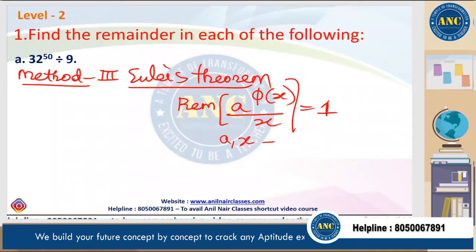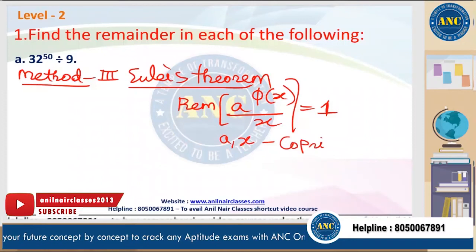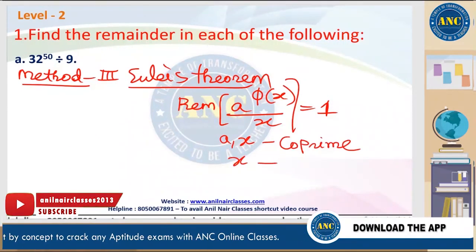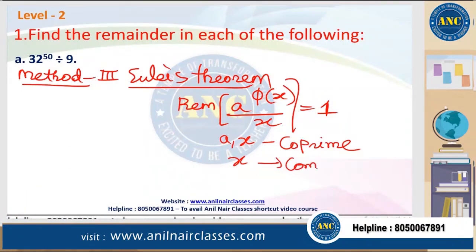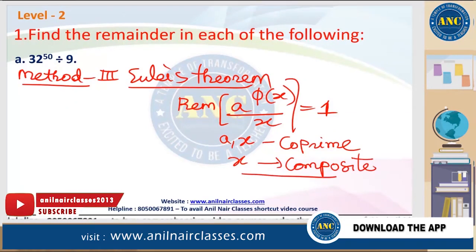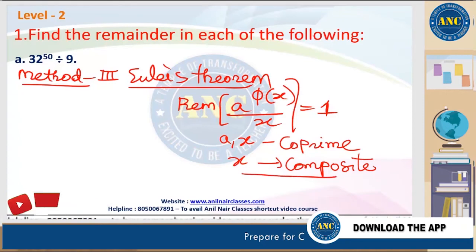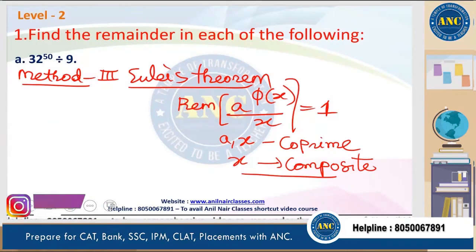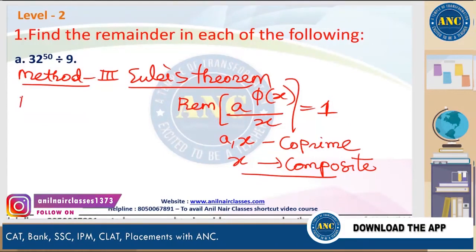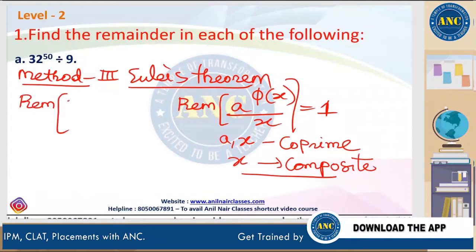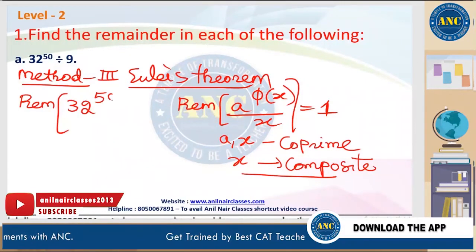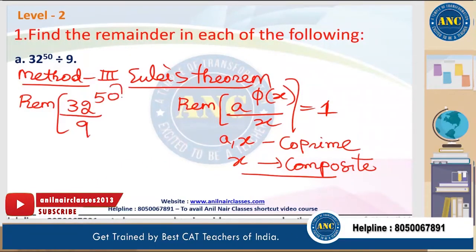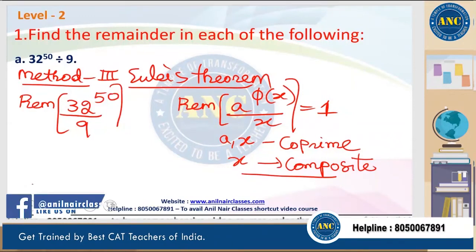What is the condition? A and x should be co-prime to each other and x should be a composite number. Euler's theorem is used when the denominator is a composite number. When the denominator is a composite number, Euler's theorem can be used. What is phi of x? I will tell you right now. So this is nothing but the remainder. Listen carefully. Students who are listening to it for the first time, after 2 or 3 problems, you will be extremely comfortable.